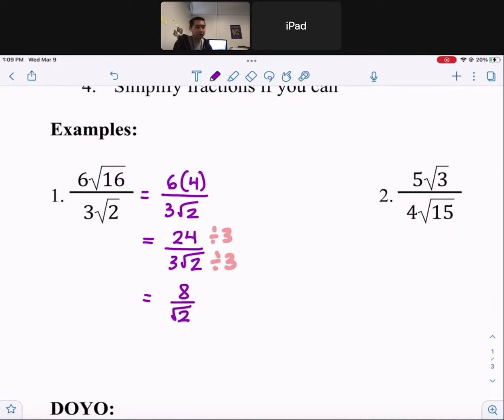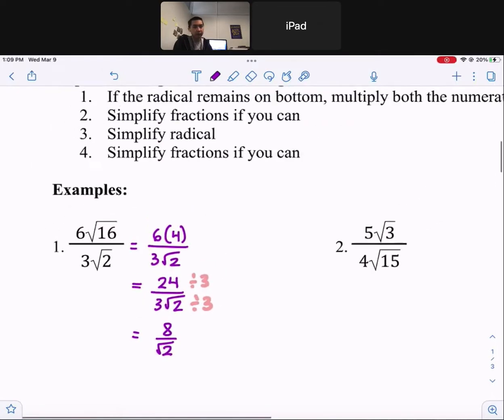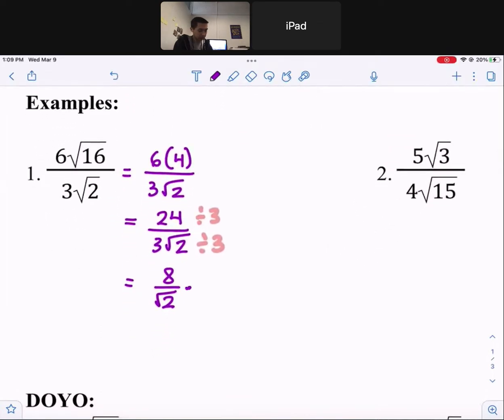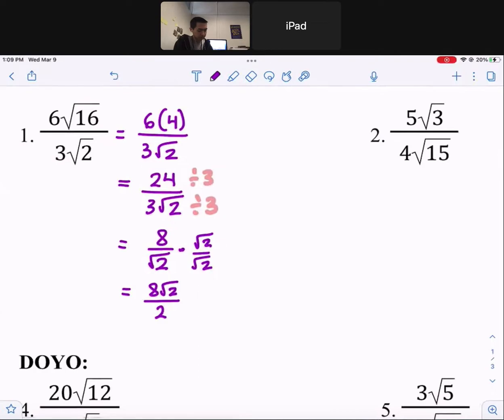And then from here, we have a radical in the denominator, right? So we're going to multiply top and bottom by the square root of 2. So you get 8 rad 2 all over rad 2 times itself, which is just 2. And then simplify again. 8 divided by 2 is just 4 radical 2.